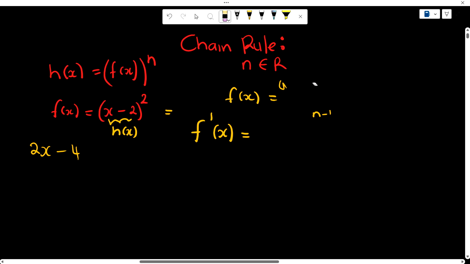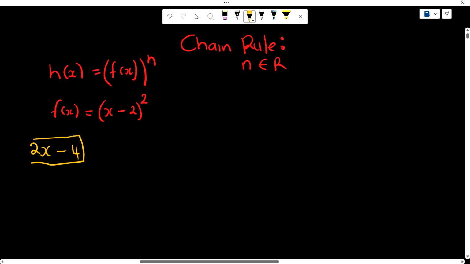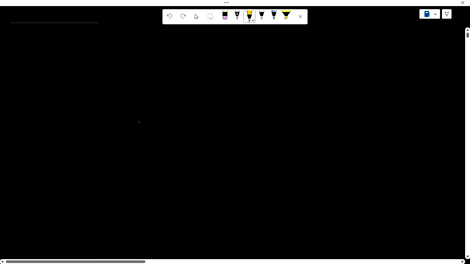Let me differentiate this function using the exact formula. Remember, this is our derivative here. We should get the same answer. Well, the formula states that h'(x) is equal to n times f(x) raised to n minus 1, and then times f prime of x. This is the formula for this function.